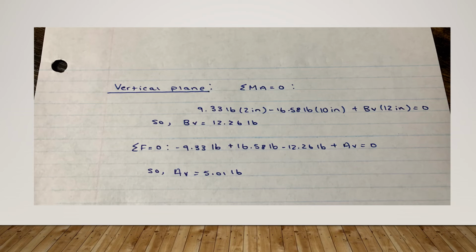So after isolating for BV, we got 12.26 pounds, and just like the horizontal equation, sigma F is equal to 0. This time we get negative 9.33 pounds plus 16.58 pounds minus 12.26 pounds plus AV, which is what we're isolating here for. And then we make this all equal to 0. And when we isolate for AV, we get 5.01 pounds.